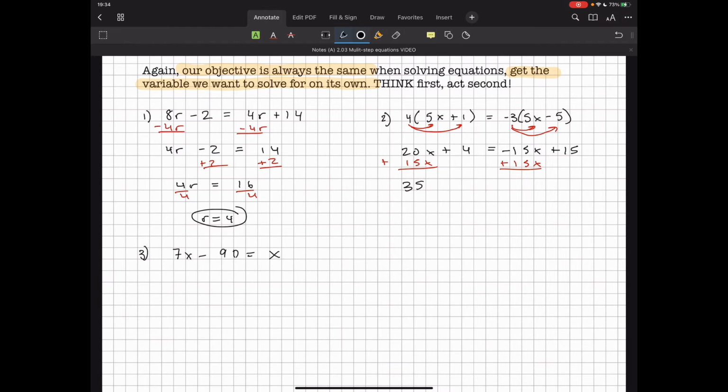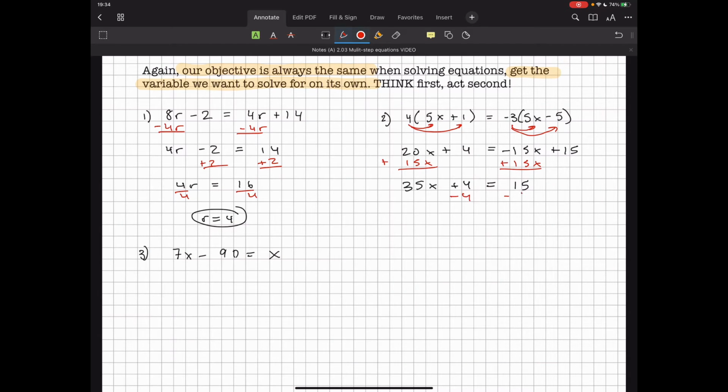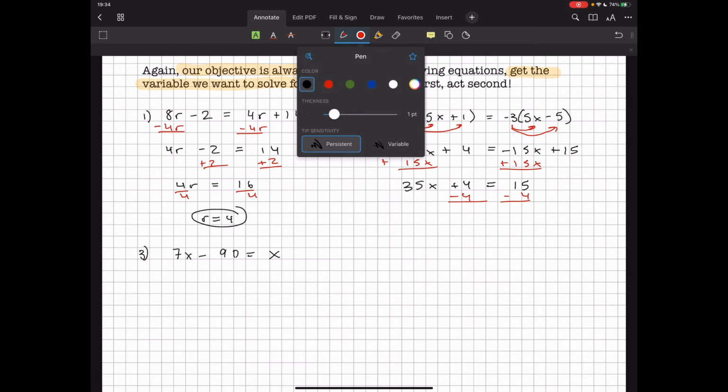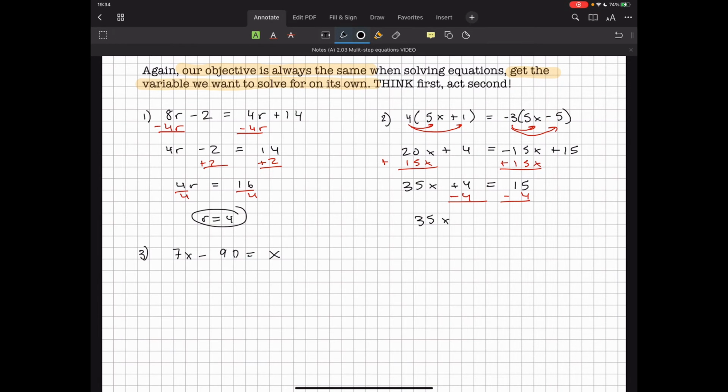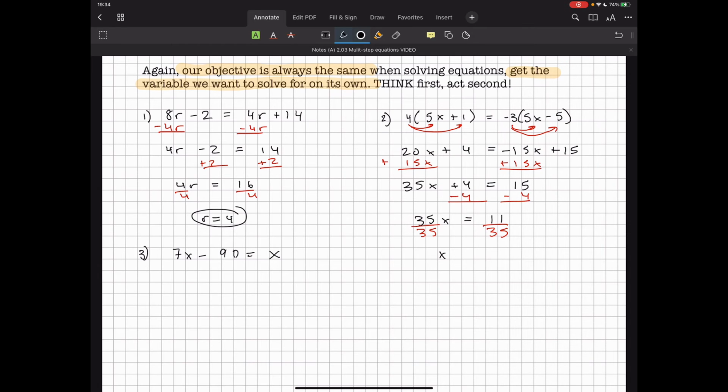leaving me with 35x plus 4 equals 15. And then we'll subtract 4 from each side. That's 35x equals 11. And then we've got to divide both sides by 35. And I know that many students I've had feel uncomfortable at this point because the 11 cannot be evenly divided by 35. That's okay. We can't always divide everything evenly. And in this case, we're left with x equals 11/35. There's our answer.